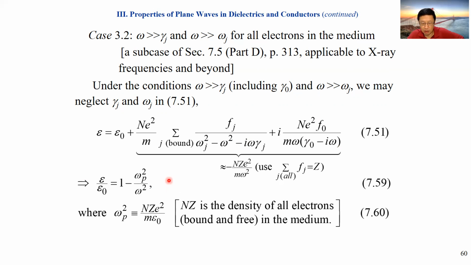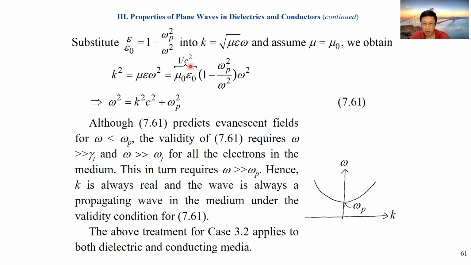So we create a condition: epsilon is less than 1, mu can be less than 1. Okay? Epsilon is less than epsilon 0. So omega p squared equals N Z e squared over m epsilon 0, where N Z is the density of all electrons in the medium. Okay, we finish case 3. Let's move forward to case 4.